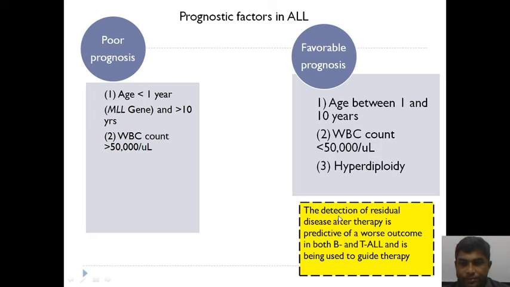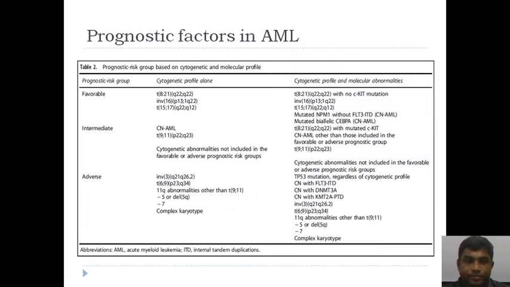In the present days, response assessment is done after the initial period of chemotherapy. If abnormal lymphoblasts are present after the initial induction phase of chemotherapy, this is called residual disease, and the presence of this disease is associated with poor outcome.